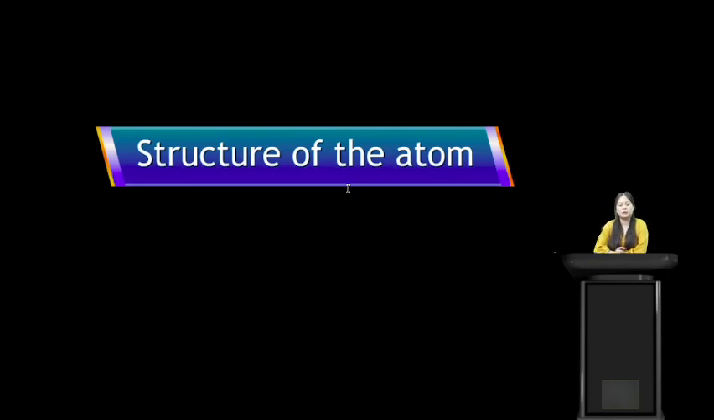So, students, we will continue with the same chapter, that is structure of the atom. In our yesterday's class, we have seen that an atom consists of protons and electrons, correct? In today's class, we will see how these protons and electrons are arranged in an atom.